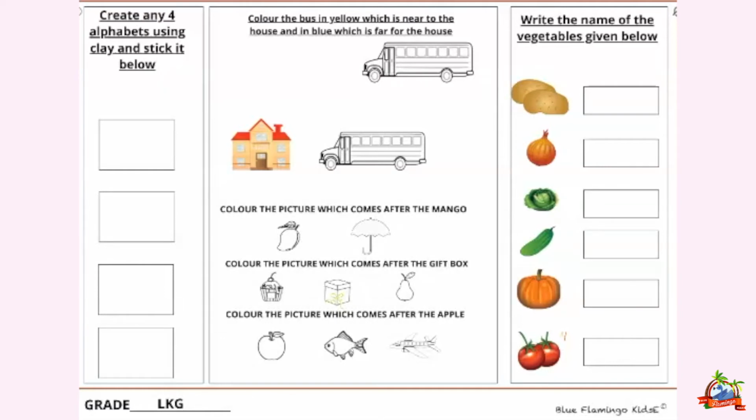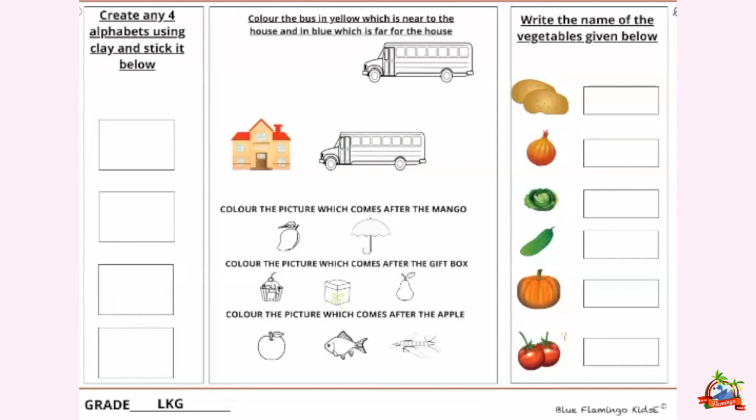येलो कलर आप तब फिल करेंगे जब बस स्कूल के पास होगी, और ब्लू कलर तब फिल करेंगे जब बस स्कूल से दूर होगी. अंडरस्टूड? ओके, अगर जो मेजॉरिटी स्पेस है आपकी, अगर आपकी बस आपके स्कूल के पास में है तो आप क्या करेंगे, यू विल कलर इट विथ येलो. ओके, जो बस है स्कूल के पास में है, हाउस के पास में है, तो क्या करेंगे, येलो कलर करेंगे. और अगर बस स्कूल से दूर है तो उसमें ब्लू कलर करेंगे. अंडरस्टूड? या.